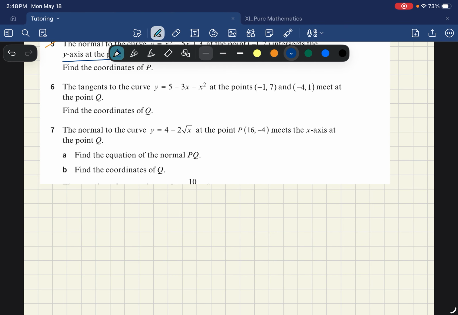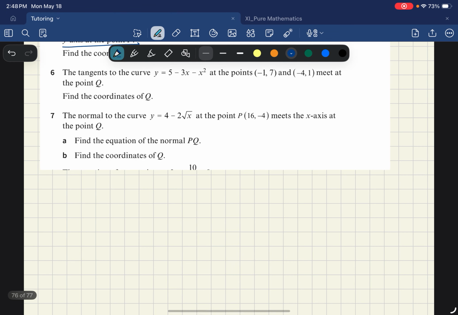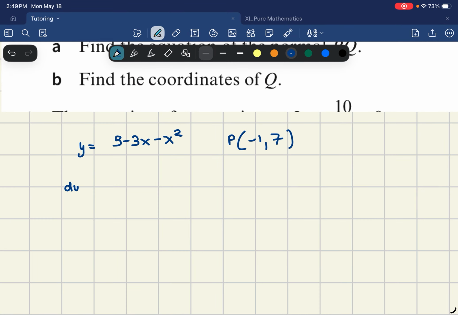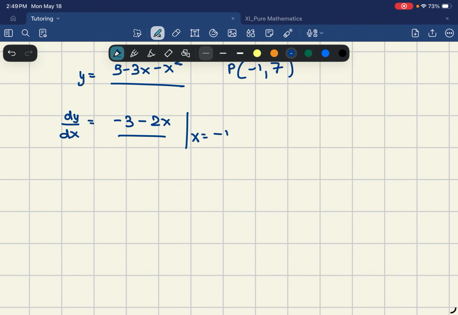Question 6. The tangents to the curve meet at the point Q. Okay, so basically you have y is equal to 5 minus 3x minus x squared. So first of all, consider point P, minus 1 comma 7. dy by dx is going to be equal to minus 3 minus 2x. So if you differentiate this, you are going to get this expression, and I'm going to leave the differentiation to you. So you substitute x is equal to negative 1 here. If you do so, you are going to get minus 1.